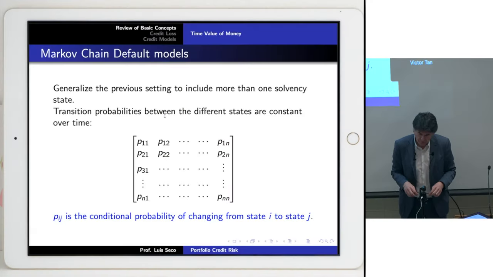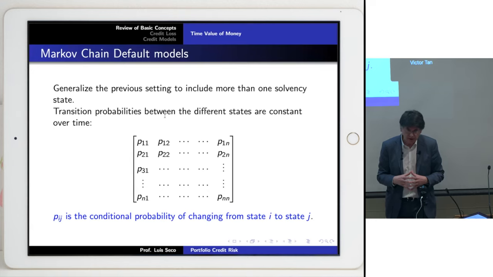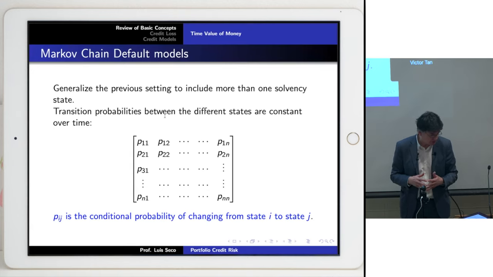We saw that with very little effort, we could have a very sensible credit model with a two-state Markov chain describing the credit quality of a counterparty. So what will happen if we make it higher dimensional? As you will see, it's exactly the same. It's not any more difficult. The calibration may be an issue, but it's not any more difficult.